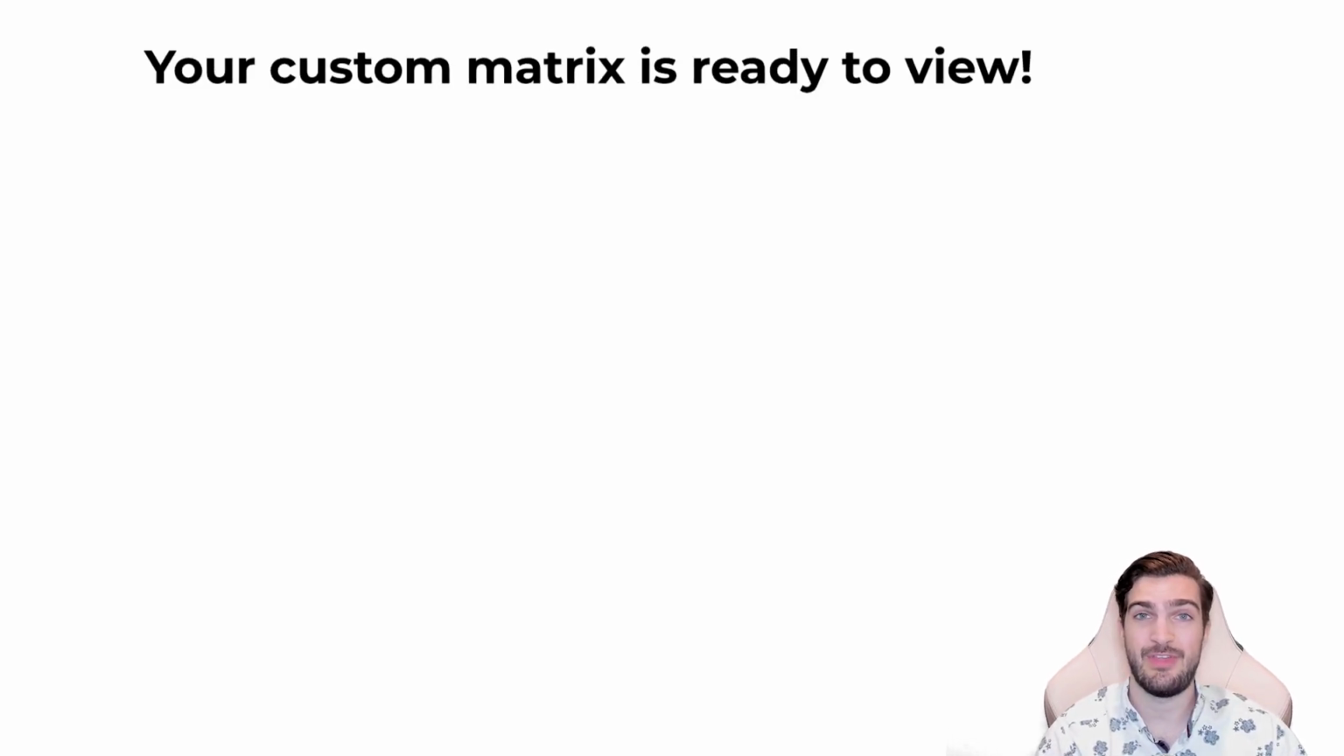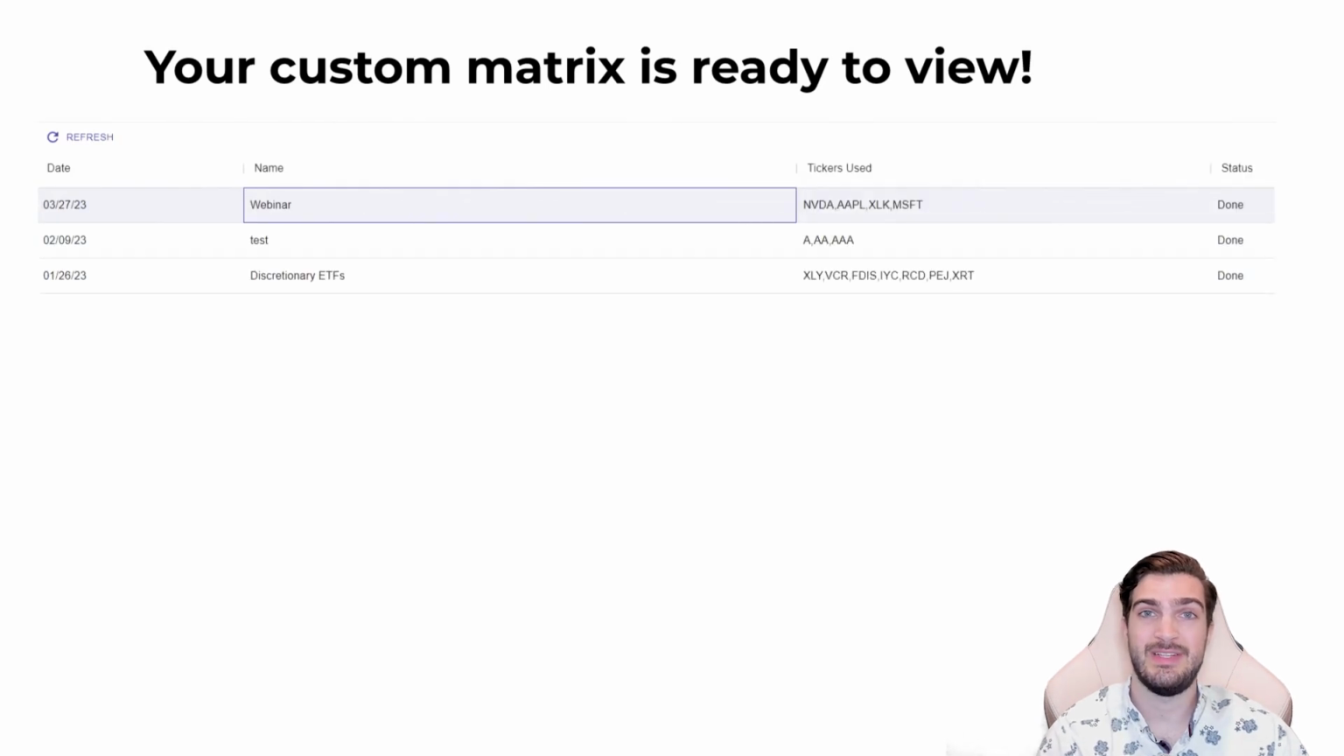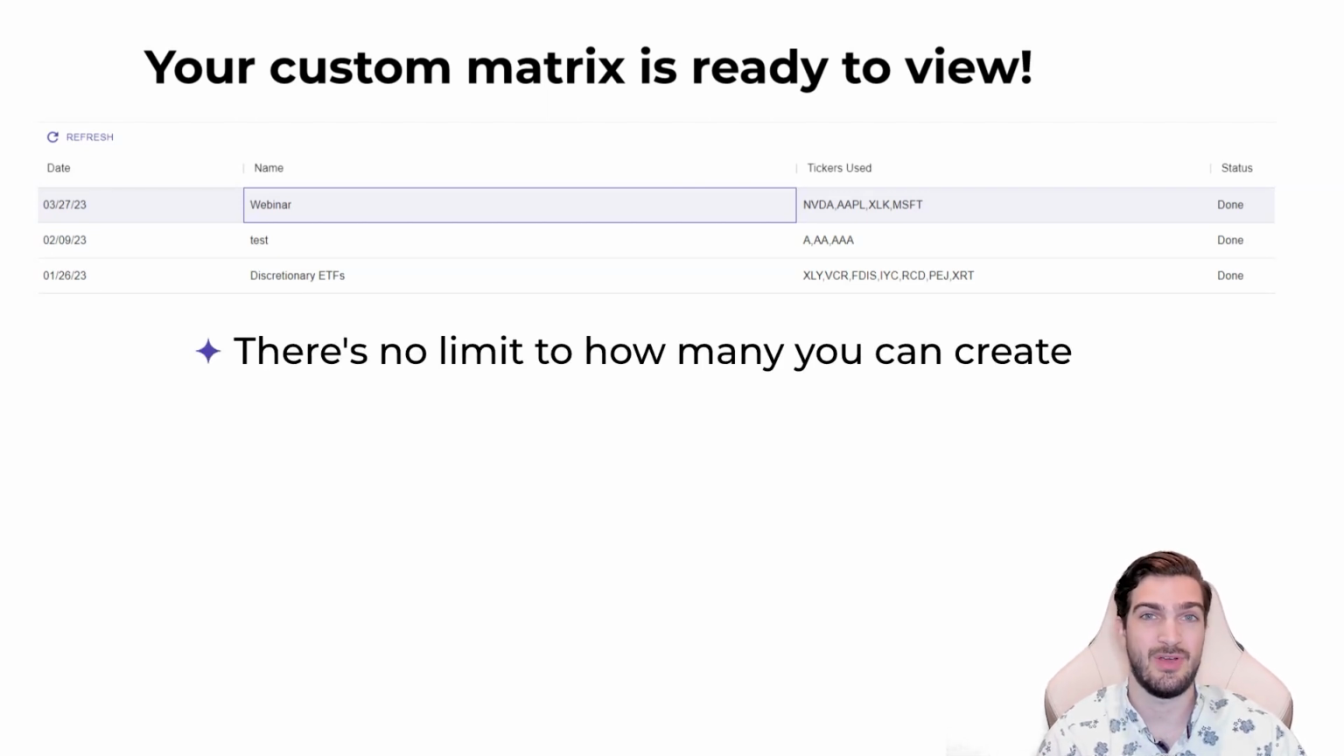To choose the matrix that you want to view, you can look down in the table where you'll find a list of all of the custom matrices that you've created in the past. There is no limit to the number of custom matrices you can have, the only limit is your creativity. So, go wild and see what combinations you can come up with.